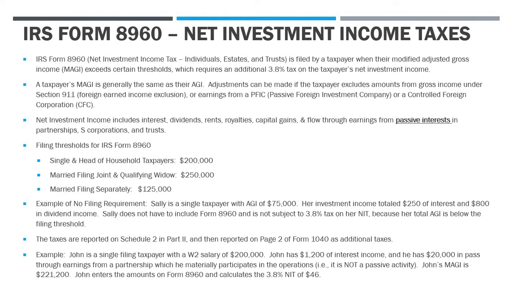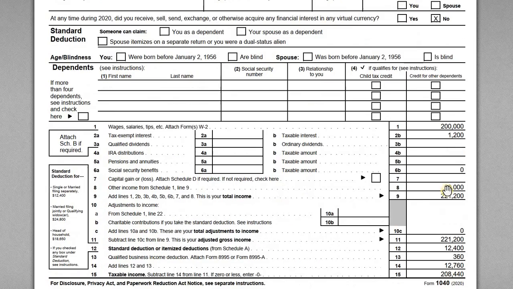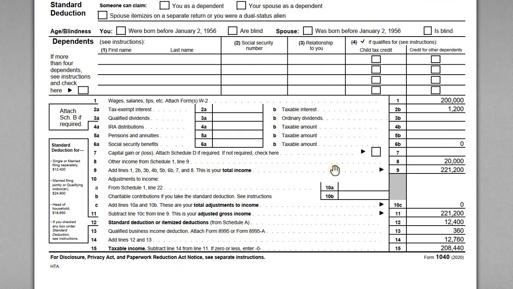So let's look at the 1040. I want to look at page 1 first so we can get a sense of what John's tax profile looks like. So we've got his wages up there of $200,000. There's his taxable interest. And in line 8 here, we have the other income. That's the $20,000 in pass-through investment earnings from his interest in a partnership, right? So that's ordinary business income. So line 1, if we're looking at a K1, line 1, ordinary trade or business income. But John does not materially participate in the company, so it's a passive activity to John. So his total AGI is 221,200. Okay, so John's above the threshold, so he needs to do the 8960.